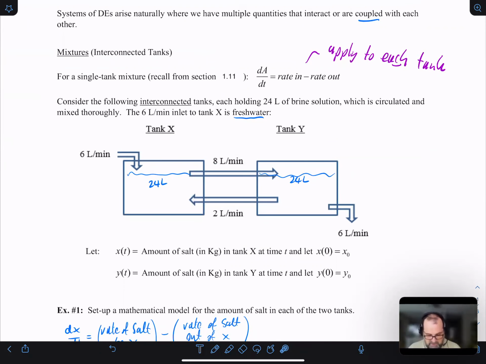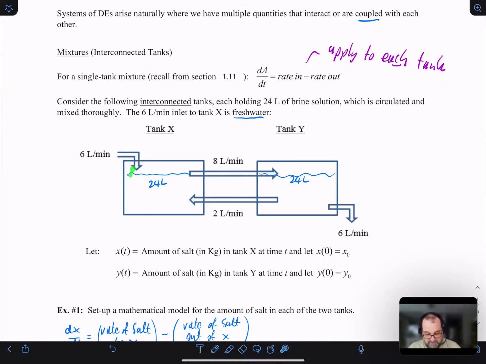Both are 24-liter tanks. They both contain brine solution, which is being circulated and mixed thoroughly. And again, mixed thoroughly, we are to interpret as meaning mixed perfectly at all times. And basically we have a 24-liter tank. We have a 6 liter per minute inflow. We then have 8 liters per minute flowing out of tank X and into tank Y. We have 2 liters per minute flowing back again.